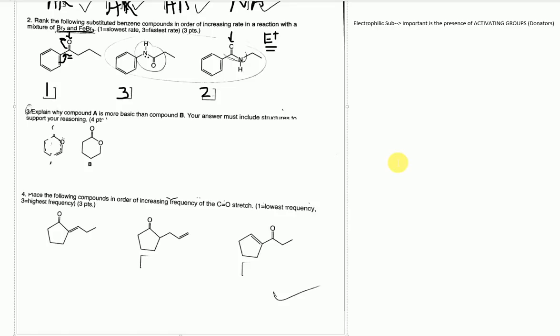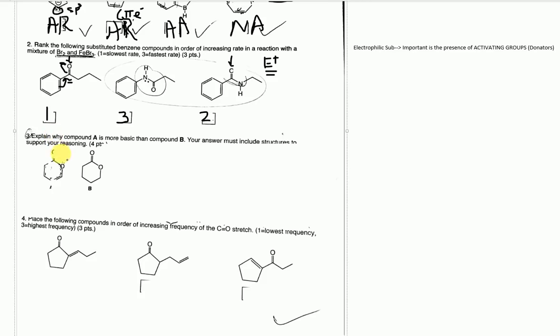Explain why compound A is more basic than compound B. Your answer must include structures to support your reasoning. All right, so this is what I was worried about. So basically, compound A is a carbonyl right here. Okay, and compound A also has a double bond right here. Right? And yes, I have this O, this lone pairs. All right. So why is compound A more basic than compound B?